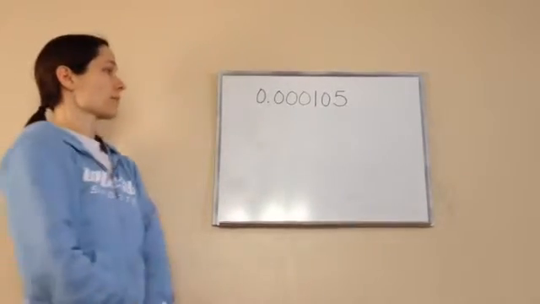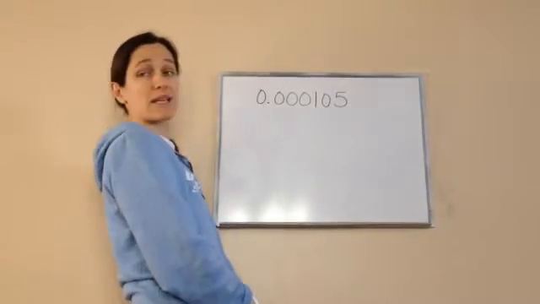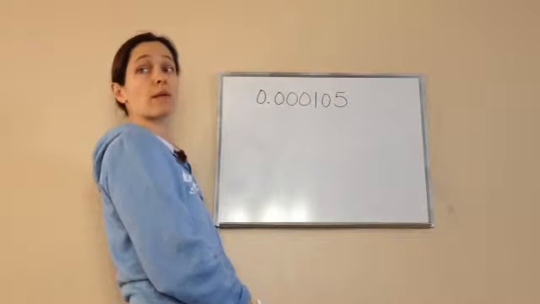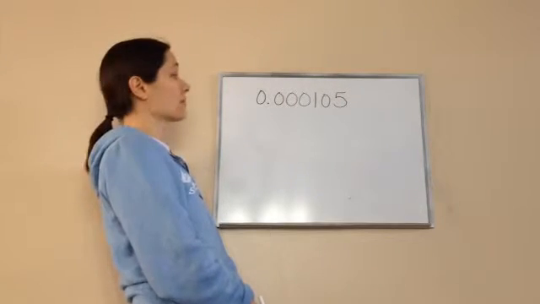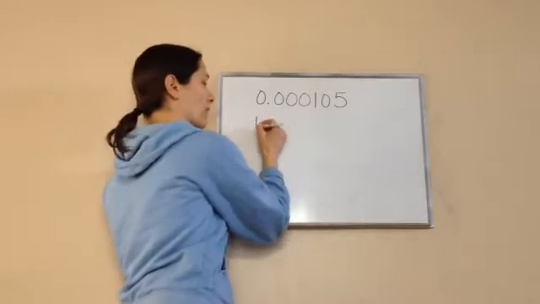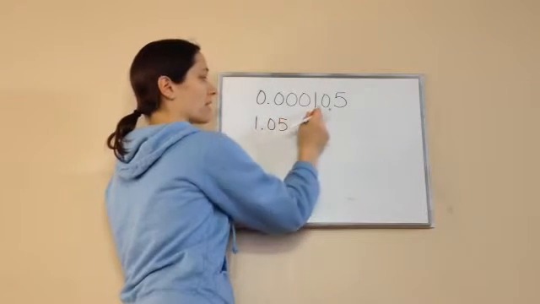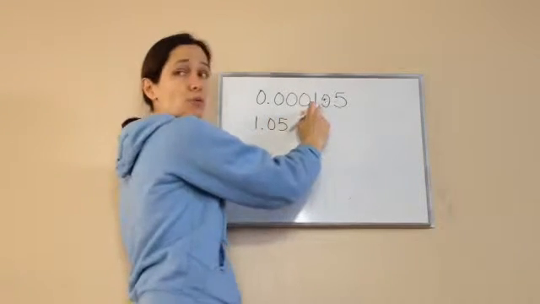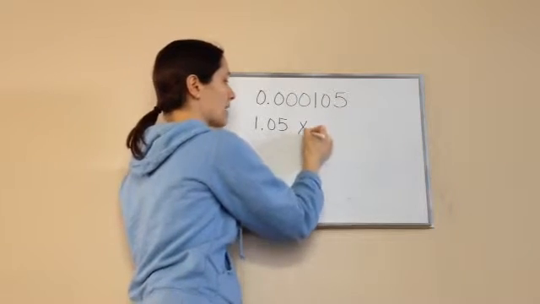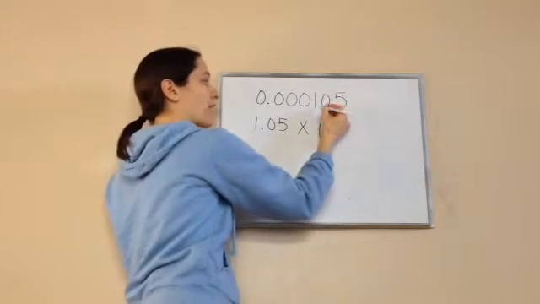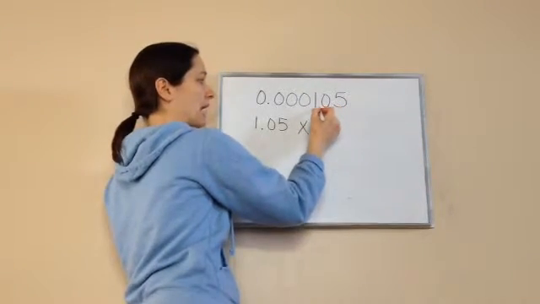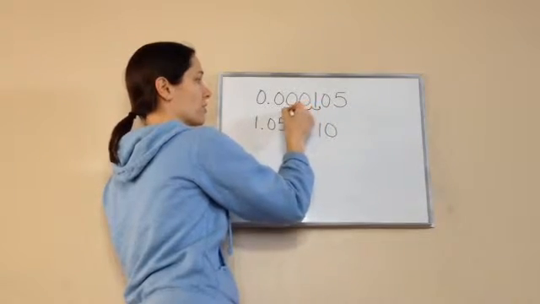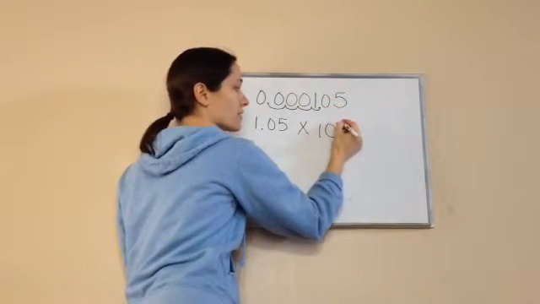Okay, Isaac. This is my standard number, but what would it be in scientific notation? 1.05. When we figured out that it's supposed to be 1.05, because it's supposed to be after the first non-zero number, times 10 to the now negative 4. If I were to put it here, how many times did I go? 1, 2, 3, 4. Negative 4.